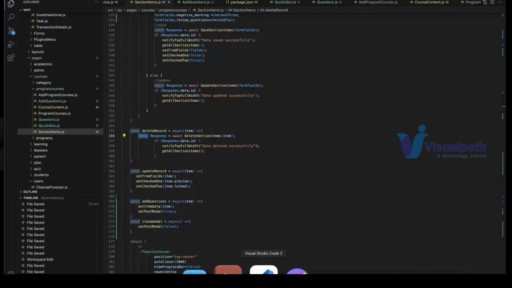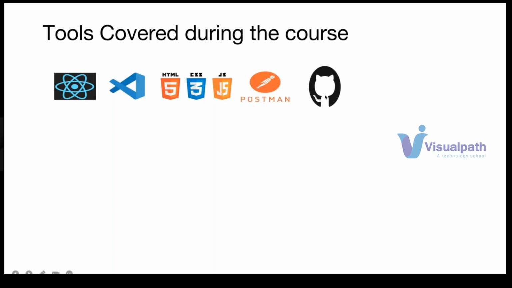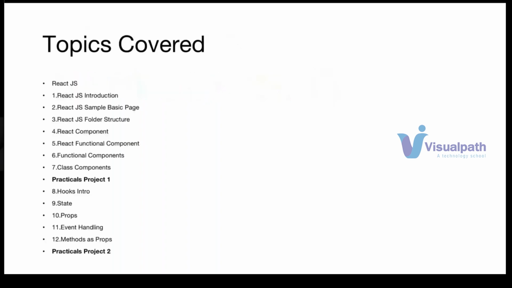Okay, and this cat symbol is about GitHub. So we will also be learning GitHub: how you check in the code, how you pull the code, and how you commit the code. And then, what are the topics we are covering in our training? We just have an introduction.